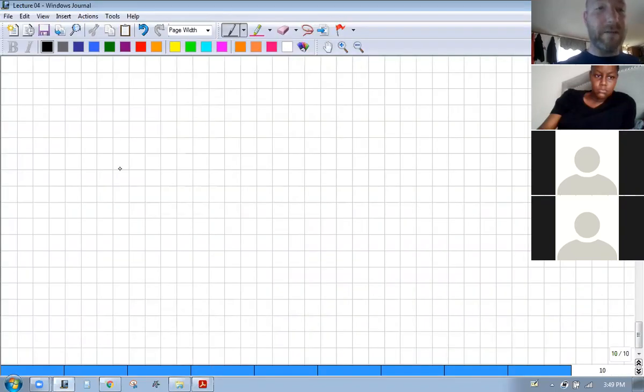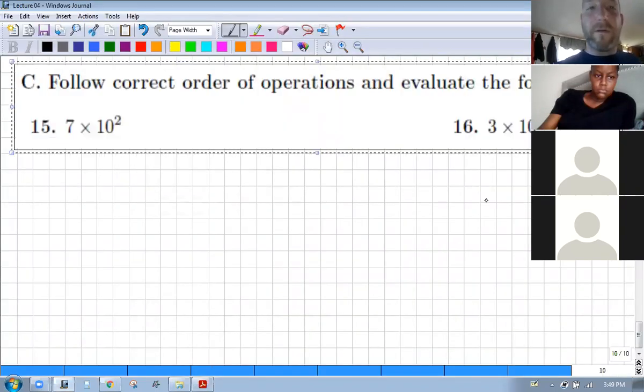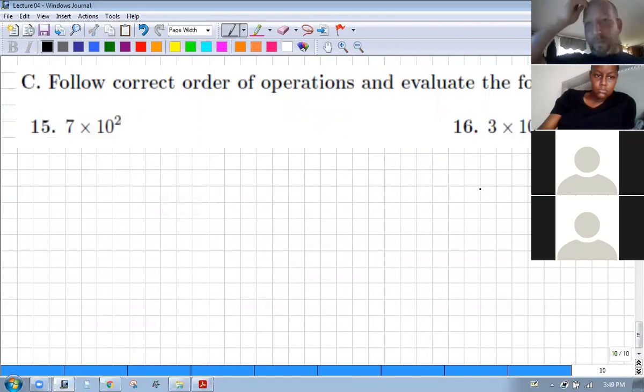Check some of these out. Follow the correct order of operations and evaluate the following. All right, 7 times 2 to the second power. That's 7 times 100, or 700.